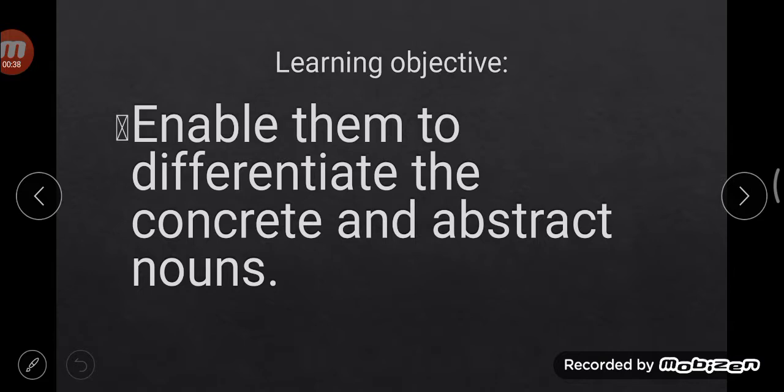Today's learning objective is that we will know the difference between concrete and abstract nouns. As you know very well about nouns, what are nouns basically? Nouns are the naming words which tell us the name of a person, place, or thing. But in this lesson, we are going to learn about concrete and abstract nouns, and we will know the difference between them.